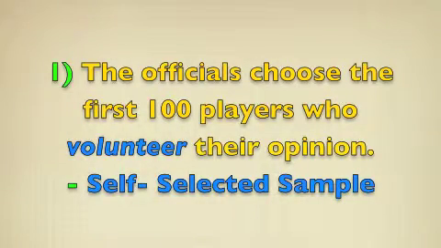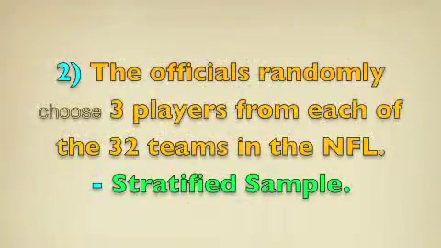Well, the first part of the question is that the officials choose the first 100 players who volunteer their opinion. So since it's volunteering, it's a self-selected sample that is going on in the first problem. Now there are two more parts to this problem. The second is that the officials randomly choose 3 players from each of the 32 teams in the NFL. Now since they are choosing 3 players out of each team, it's a stratified sample.